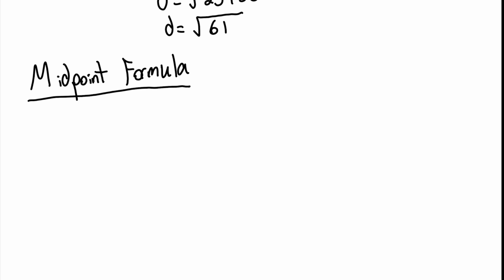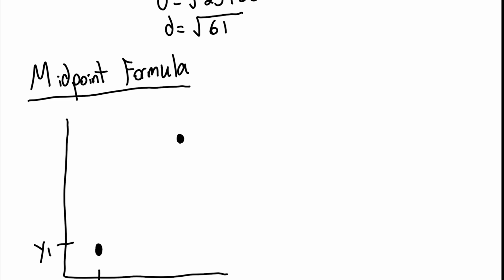Here we're going to look at the midpoint formula. So if we have 2 points on a graph, so let's just look at quadrant 1, but these points can be anywhere, just like with the distance formula. So let's say we have a point here and we'll call it x1, y1, and then a point here and we'll call it x2, y2.